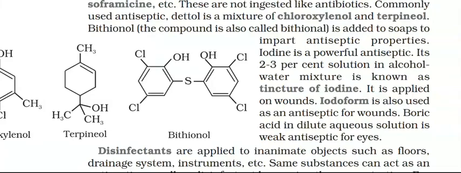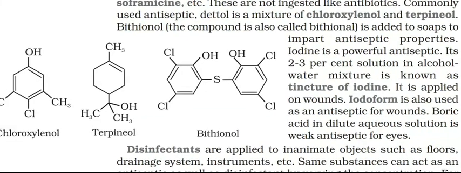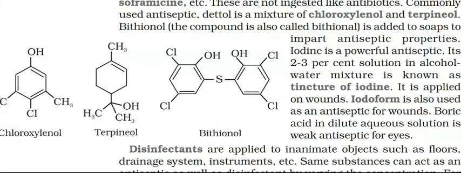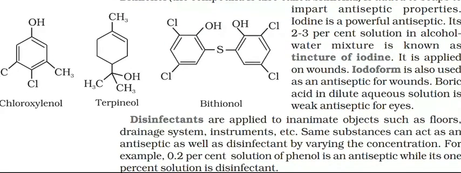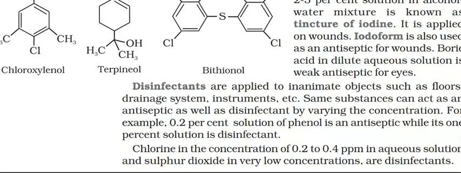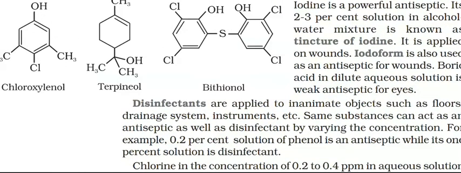So what is the role of bithionol? Bithionol simply imparts antiseptic property to the soap. Another example of antiseptic is iodine, which we use for the dressing of wounds. So 2 to 3% solution in alcohol-water mixture is known as tincture of iodine. Tincture of iodine is applied on wounds. Another example is boric acid, which we use as eye ointment. So it's a weak antiseptic for our eyes.